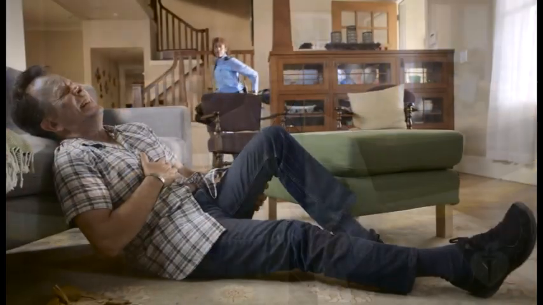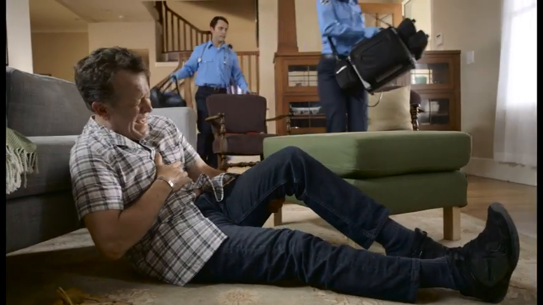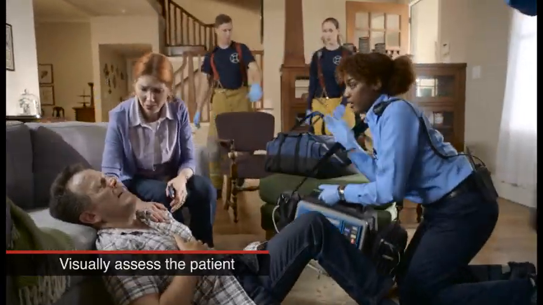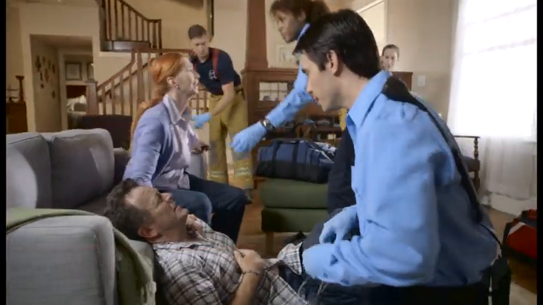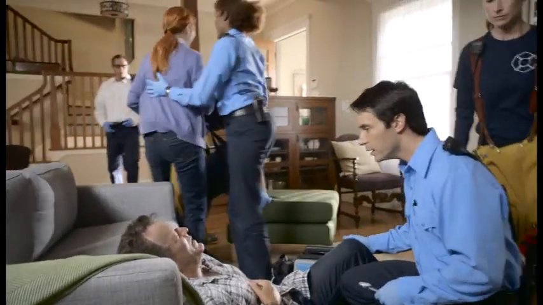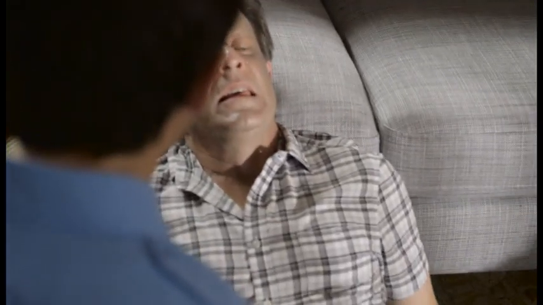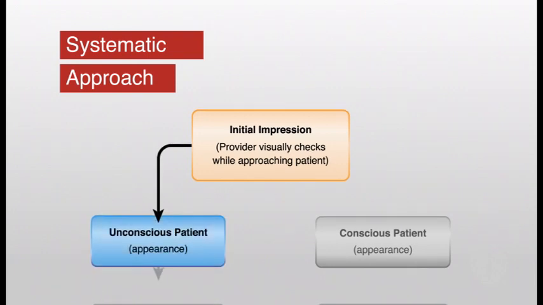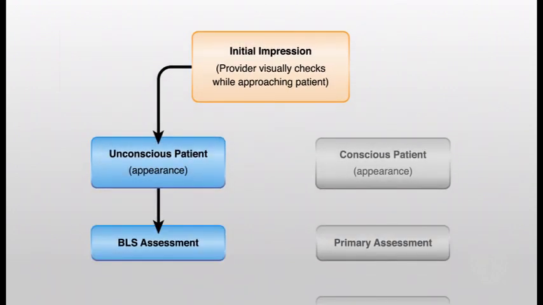When deciding which assessment to use for a patient, start with a step we all do automatically: visually assess if the patient is conscious or unconscious. This is your initial impression of the patient. You can form a rapid general impression by a quick visual assessment of responsiveness, breathing, and color to determine the urgency of the situation. After determining the scene is safe, if the patient appears unconscious, use the BLS assessment.